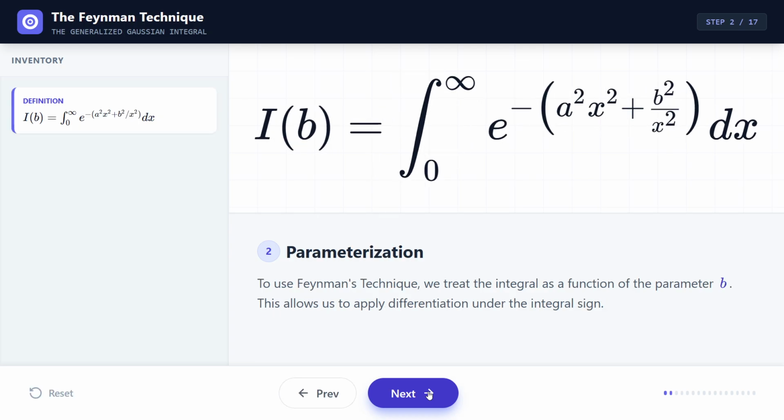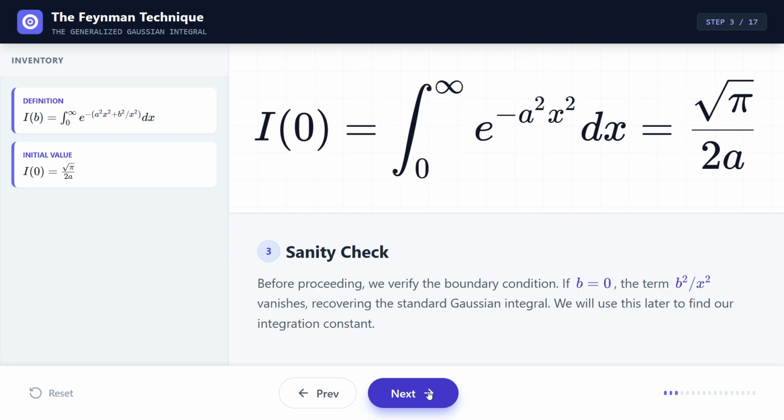So our first step is to treat it basically as a function of b. That way we can differentiate it. But first, let's notice that if we plug in b is equal to 0, we recover a form that we already know from our last video. If we plug in b is equal to 0, you'll see that all we are left with is this. And we found that that's equal to the square root of pi over 2a in our last video.